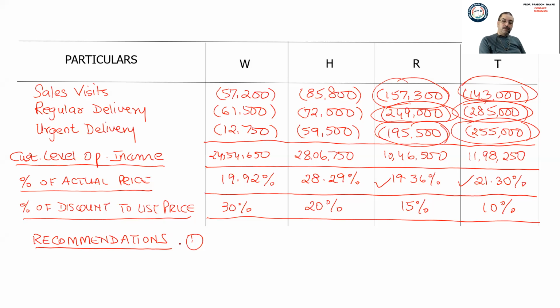Second recommendation. High customer level operating cost of R and T should be reduced without affecting their turnover.